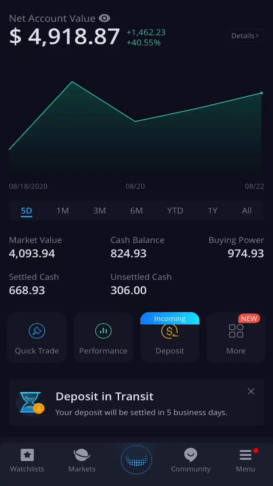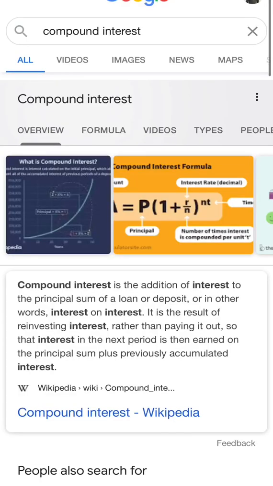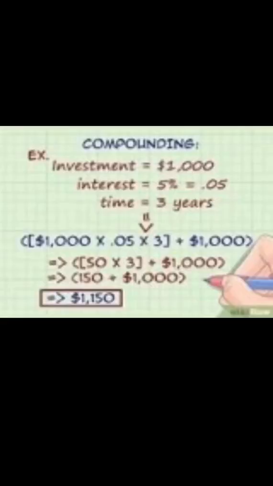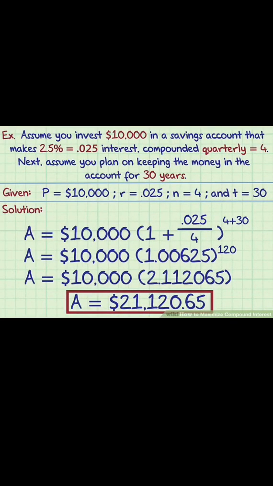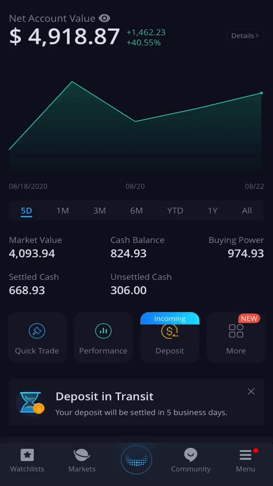So what is compound interest? Compound interest is the most important thing to any investor. It's the addition of interest to the principal sum of a loan or deposit, or in other words, interest on interest. It's the result of reinvesting rather than paying it out, so that interest in the next period is earned on the principal sum plus previously accumulated interest. So for example, in easier terms, if you have $10,000 and you're earning 10% a year, next year you'll have $11,000. So you make more on the $11,000 than the $10,000.